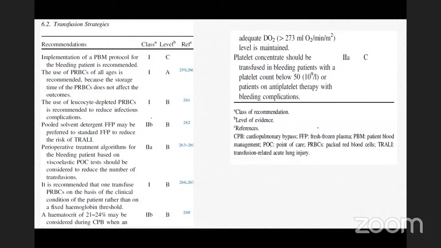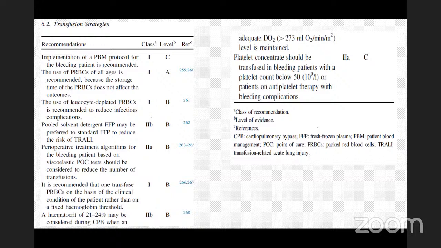The use of packed RBCs of all ages is recommended because the storage time of packed RBCs does not affect the outcome. This is class 1, level A evidence. The use of leukocyte depleted packed RBCs is recommended to reduce infectious complications. This is class 1, level B evidence. Pooled solvent detergent FFP may be preferred to standard FFP to reduce the risk of TRALI. This is class 2B, level B.